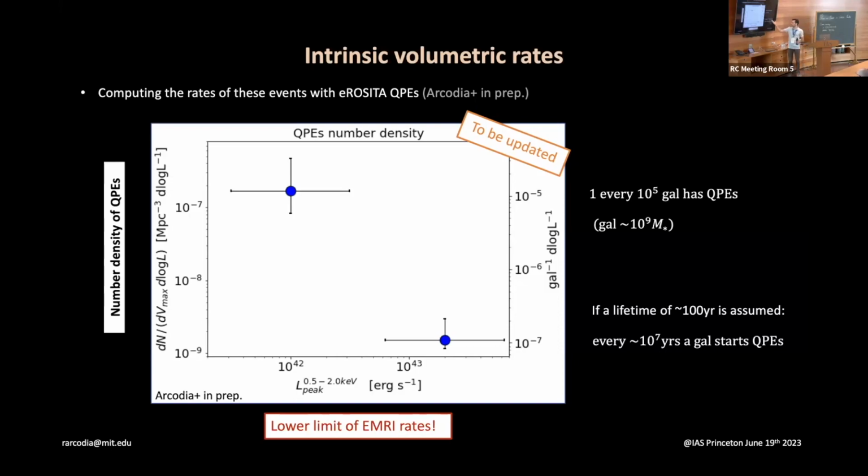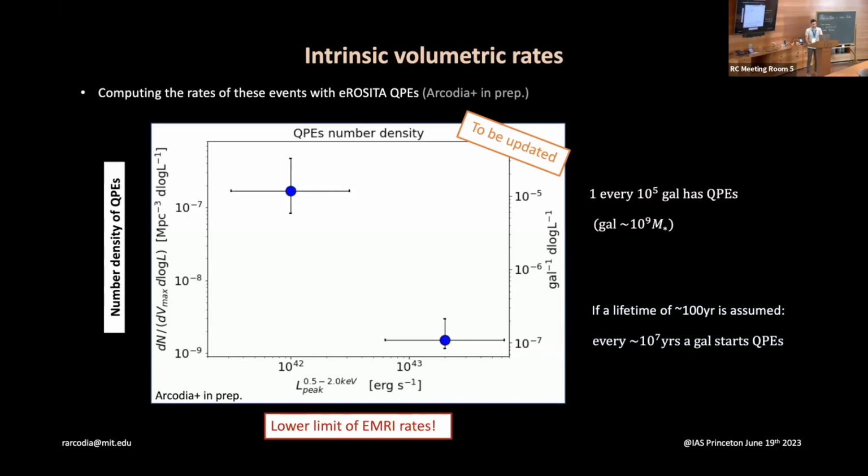If you plug in a lifetime of 100 years as an example, you get a formation rate of 10 to the -7 per galaxy per year. So this is about 1,000 times smaller than the formation rate of TDEs, for instance. But the fact that they last 100 years and they're not one-off events means their detectability can be kind of comparable in a survey. Maybe a factor of 10 fewer QPEs than TDEs. It depends on the type of survey that you want to design.